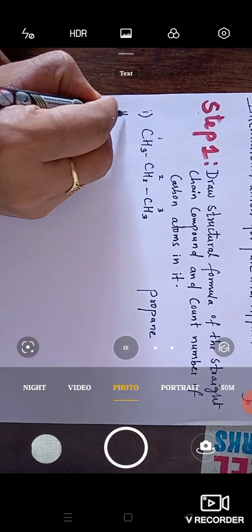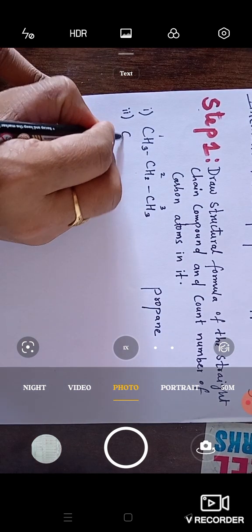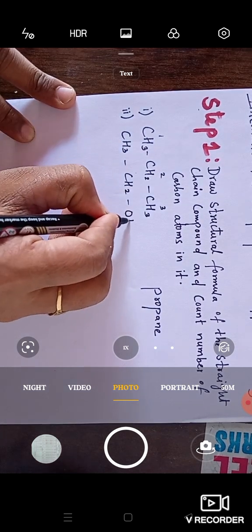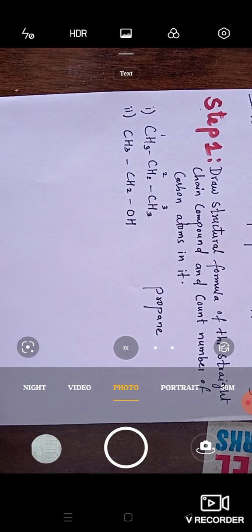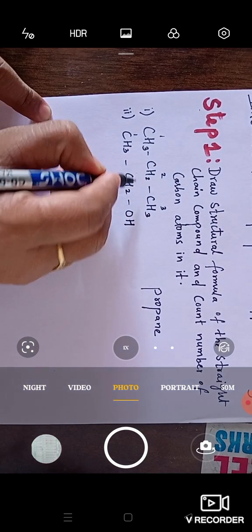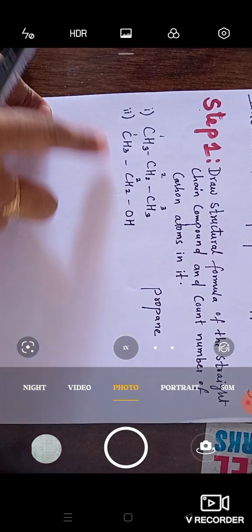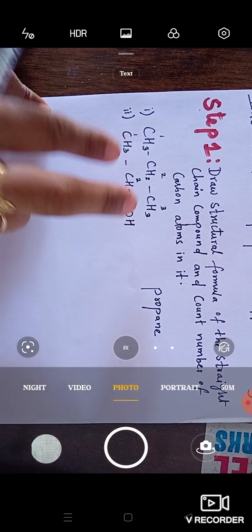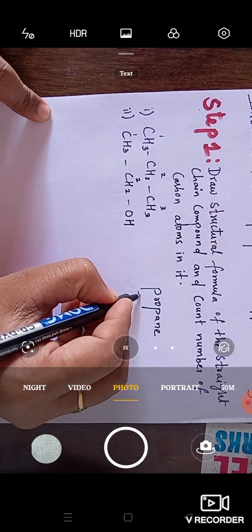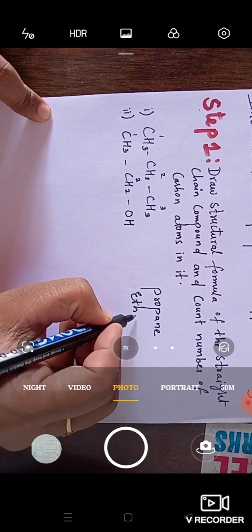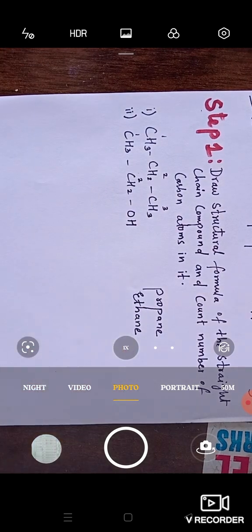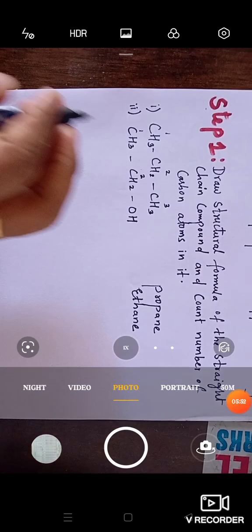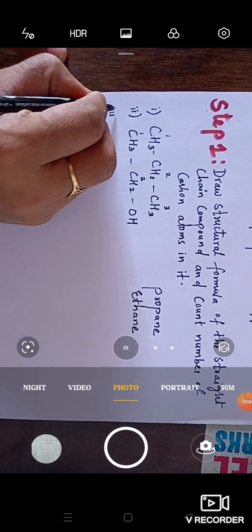Let's see another example. For example, there is CH3, CH2, OH. This is the compound in a straight chain. Let's count the number of carbon atoms in it: 1, 2. There are 2 carbon atoms. The alkane with 2 carbon atoms is ethane, so the parent name will be ethane. So we have to first decide the parent name. Let's see other examples.